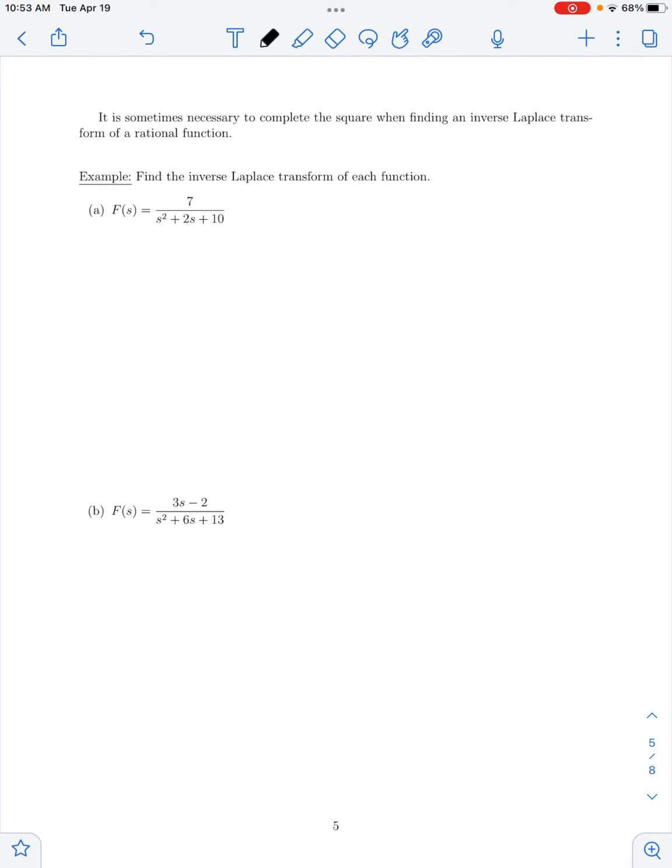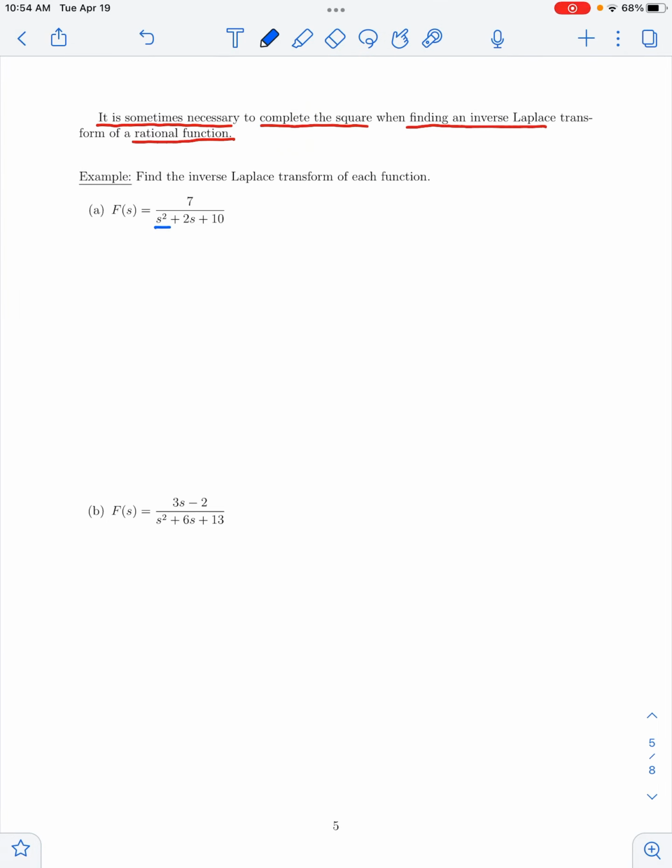Let's look at a couple of other examples to illustrate some other techniques for finding inverse transforms. I'll mention here that it is sometimes necessary to complete the square when finding an inverse Laplace transform of a rational function. So let's look at some examples of this. Here we are asked to find the inverse Laplace transform of each function. And in part A, we have F of s is 7 over this quadratic.